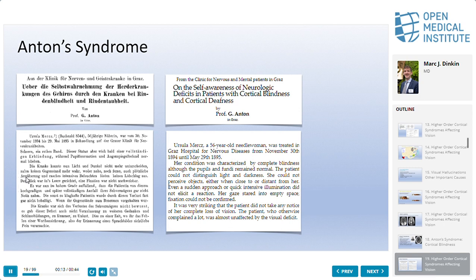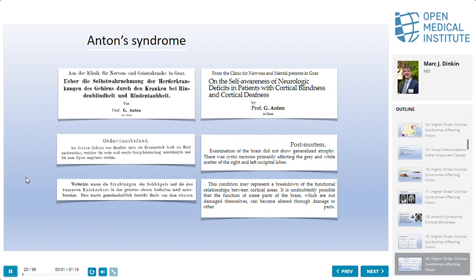Okay? And her condition was characterized by complete blindness, but her pupils and fundi were normal. And even a sudden approach, no reaction, totally blind, stared off into space. But it was striking. The patient didn't take any notice of her complete loss of vision. The patient, who otherwise complained a lot, was almost unaffected by the vision. I love how in this case report, Anton feels the need to complain about the patient's complaining, but doesn't complain of the vision loss.